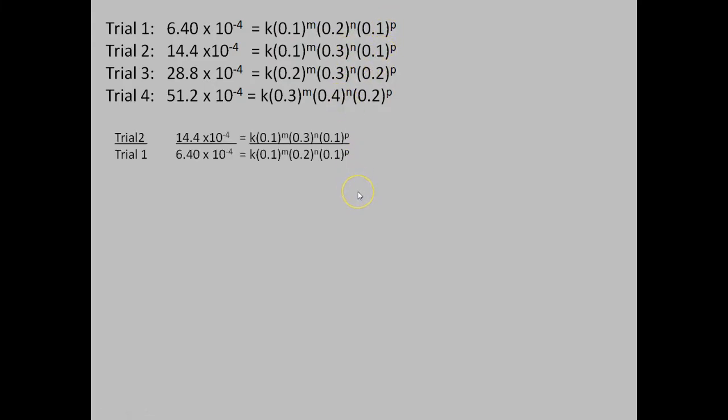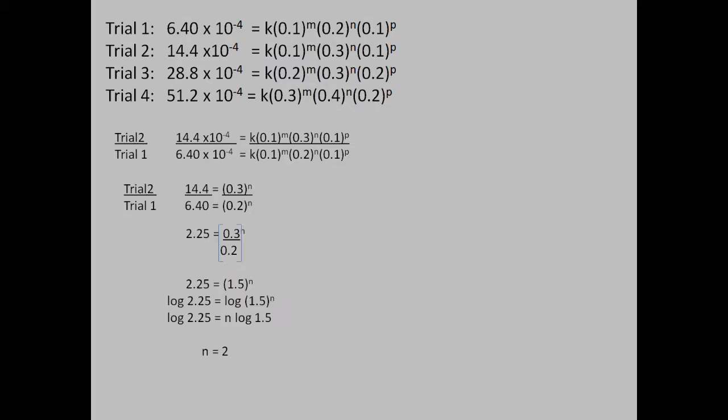So therefore what I'm going to do is take one of them and divide it by the other. It does not matter which trial you divide by which trial. What matters is you want to ensure that as many of the concentrations as possible are the same. Generally, what we do is have the trial with a higher rate be divided by the trial with the lower rate. And so here I'm going to take trial 2, because it has a higher rate of production of D, and divide by trial 1.